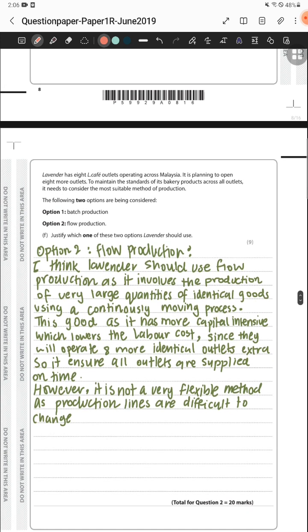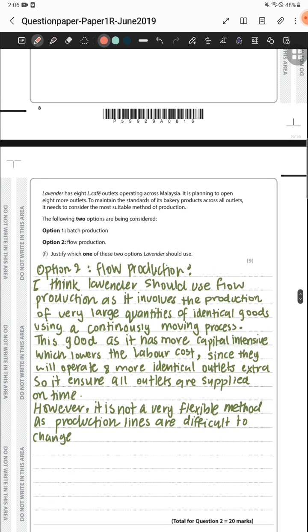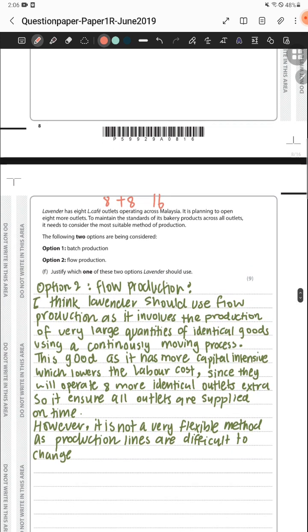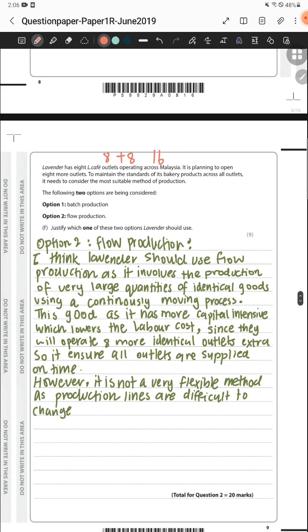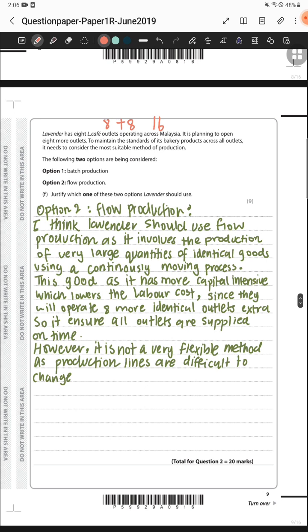But I prefer flow production. I think Lavender should use flow production as it involves the production of very large quantities of identical goods. Like they said, here they have 8 and they want 8 more, so 16 in total. Not to mention they have other outlets like the El Cafe and stuff like that. So using flow production is better.